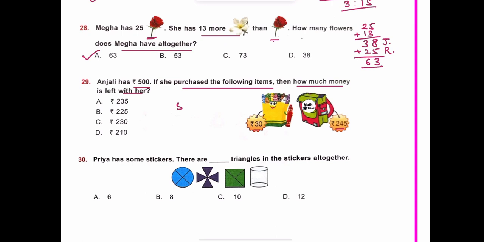And she has 500 rupees. So rupees left with her, 500 minus 275. So it is 5 and 2, and 4 minus 2 is 2. So 225, option B.